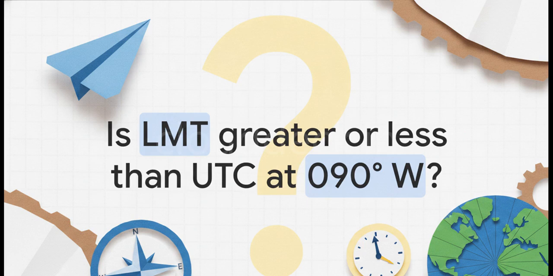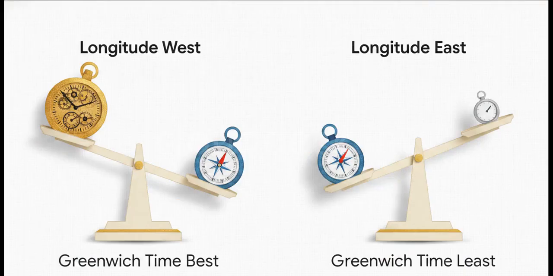Now, a ton of test takers panic and guess wrong here because they confuse their addition and subtraction rules with the words greater or less. They overthink it. So to beat that trap and confidently smash option B, less, you just need this one foolproof rhyming rule. Memorize this right now. Longitude west, Greenwich time best. What does that mean? It means that at any west longitude, Greenwich time, which is UTC, is the larger or best number. Therefore, LMT is less than UTC.